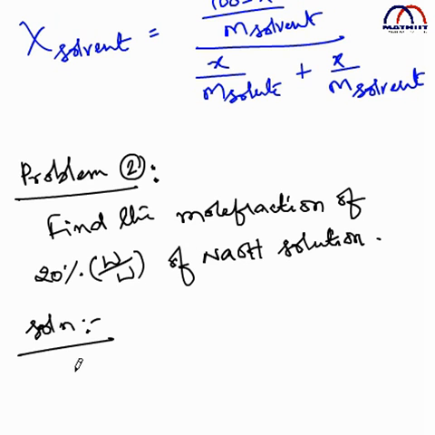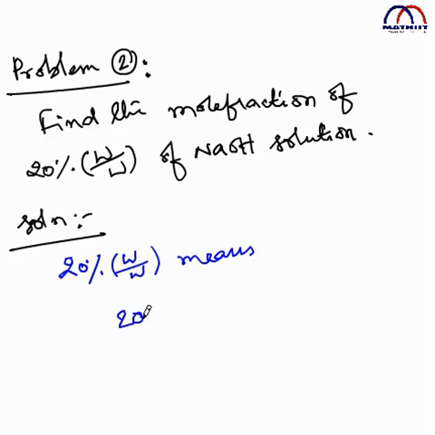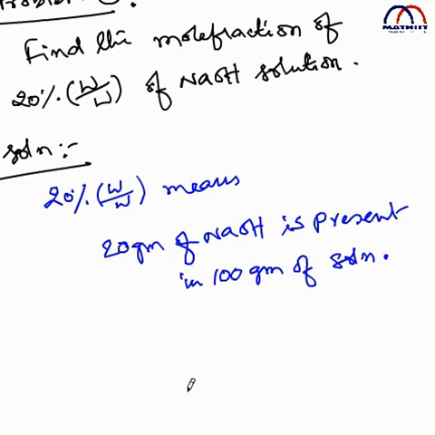The meaning of 20% W by W is that 20 grams of sodium hydroxide is present in 100 grams of solution. Now the number of moles of sodium hydroxide is equal to 20 by 40. This is equal to 0.5.